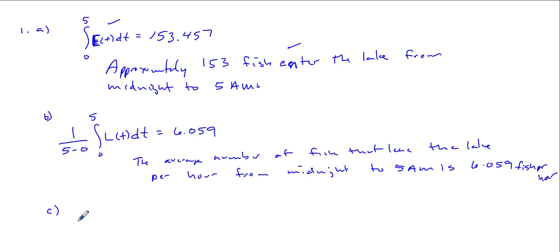Part C. And again, guys, if you get these first 2 parts all the way correct, you are already above average. Just like your parents tell you, you're above average. At what time t for 0 to 8 is the greatest number of fish in the lake? What type of problem is this?